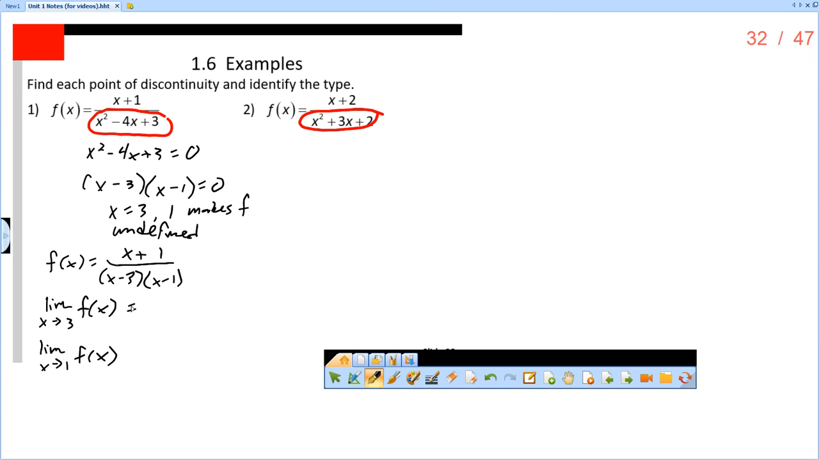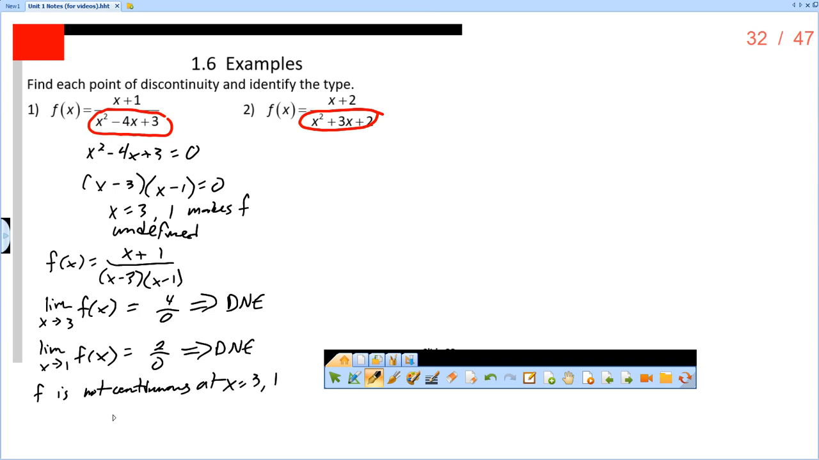Well, when I plug 3 in, I get 3 plus 1 is 4 divided by 0, which leads us to the fact that this limit does not exist and that there's a vertical asymptote there. In this case, for 1, we get 2 over 0, and this leads us to the fact that this one does not exist. And so we could say f is not continuous at x equals 3 and 1, and they are infinite discontinuities.